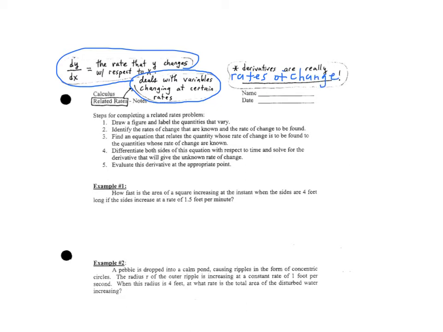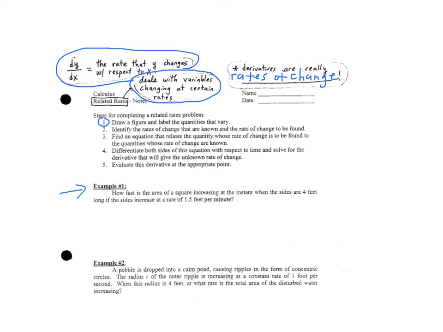We have some steps here which we'll go through as we jump into this first example. Here's the example. How fast is the area of a square increasing at the instant when the sides are 4 feet long if we know the sides increase at a rate of 1.5 feet per minute? The first thing we want to do, back up here in step 1, is to try to draw a picture and label the quantities that vary.